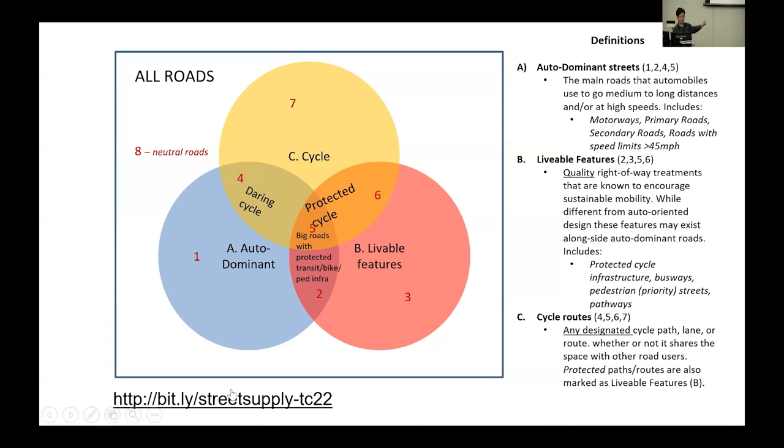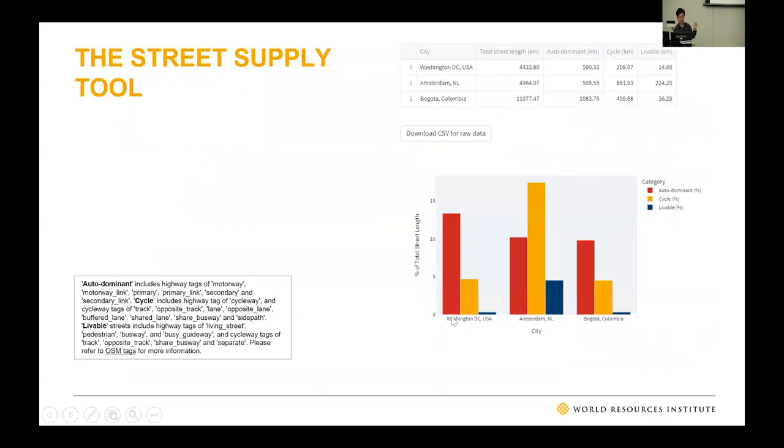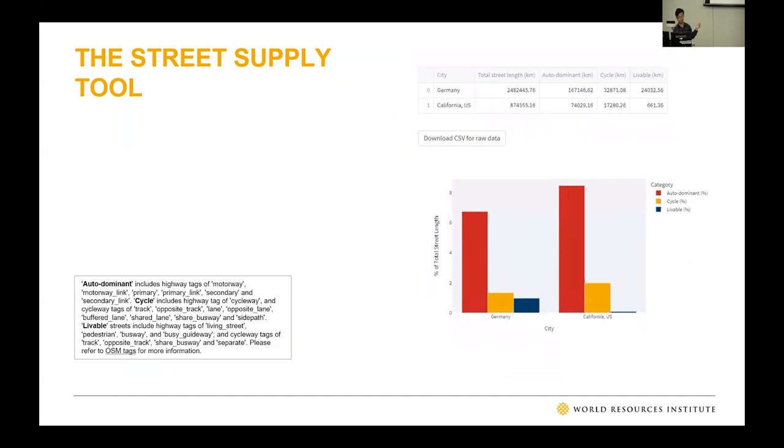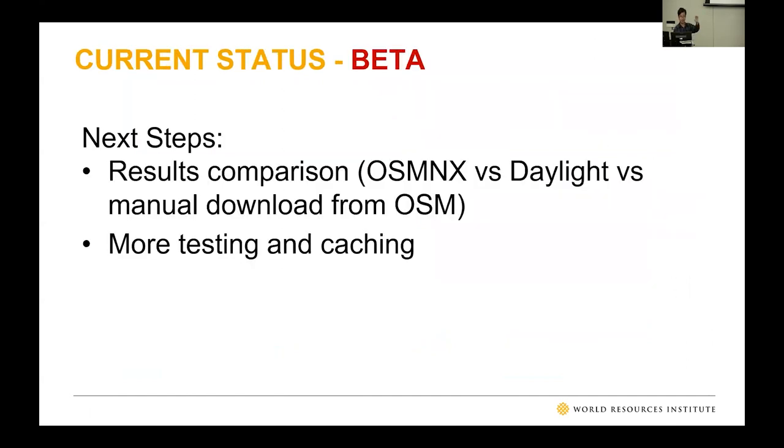If you go to this link, this is where the tool is, which is a prototype. You can play around with that. And I'm going to quickly show some of the results. We're comparing Washington, D.C., Amsterdam, and Bogota. Or you can do it at the borough level in New York City, or compare the entire Germany with California, about the same size, maybe. So that's some of the things you can do.